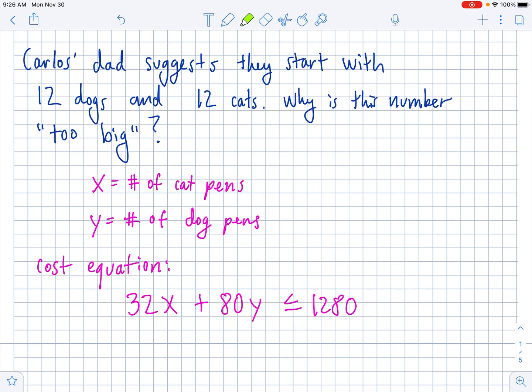Now, Carlos's dad is like, why don't you guys just start with 12 dogs and 12 cats? Have even numbers. Seems totally fine. We need to figure out why this number is too big.